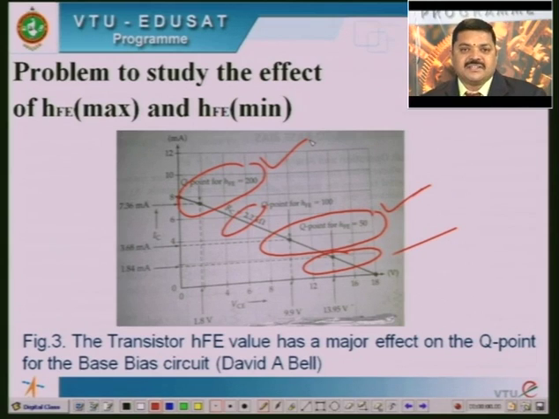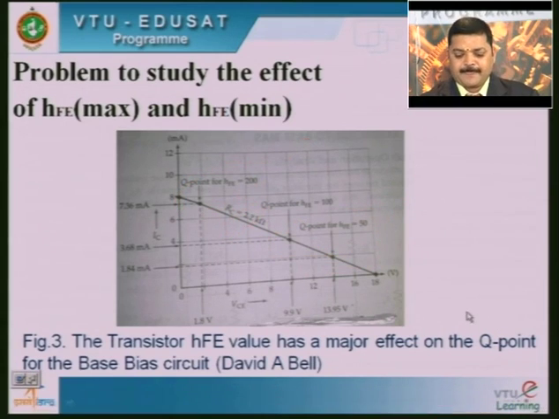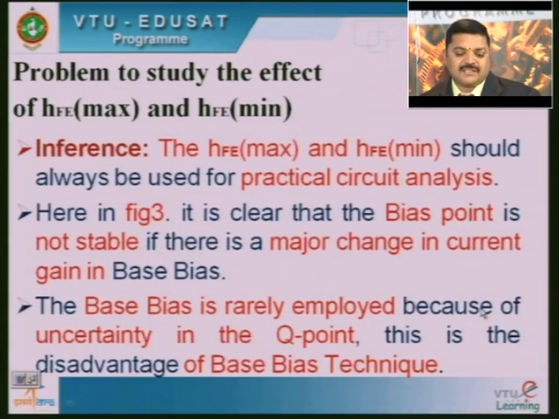There is an uncertainty in the operating point. When there is an uncertainty in the operating point, we may not get faithful amplification; we always get unfaithful amplification. That is the major disadvantage of the fixed bias circuit. So, what is the inference? The inference here is that HFE max and HFE min should always be used for practical circuit analysis.